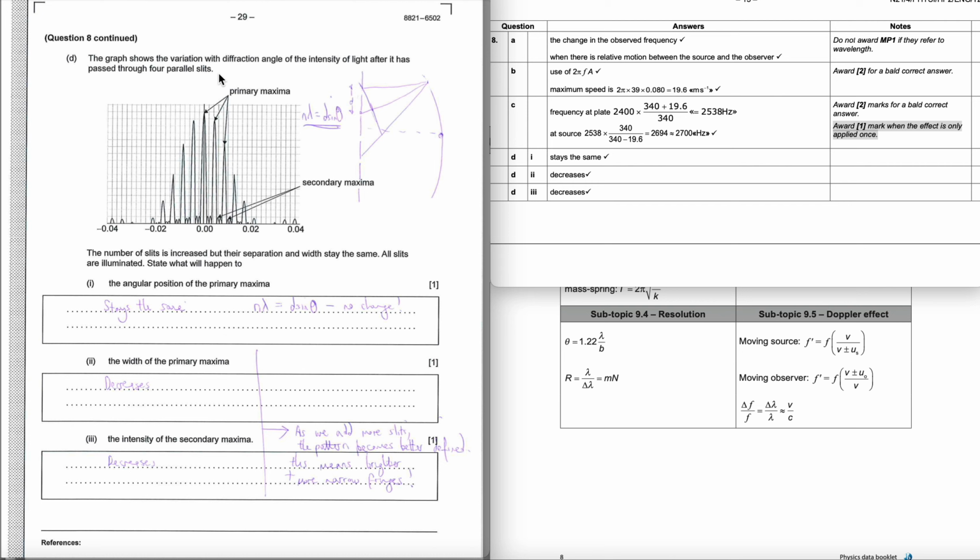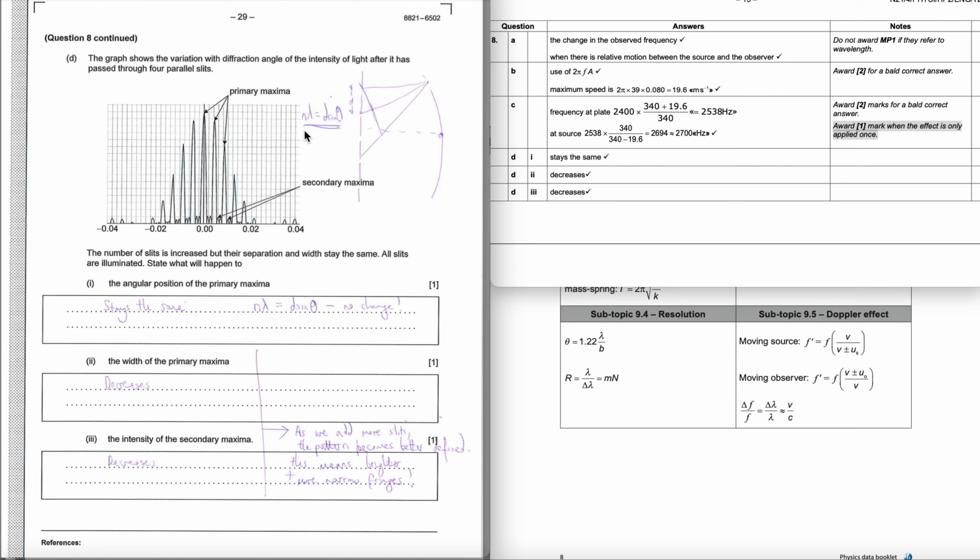Now we're asked firstly about the angular position. My fairly basic and boring drawing is just on the top here. Remember that if we want our constructive interference to happen, we need to have n lambda equal to d sine theta. That's our constructive interference, and in this, n is not the number of slits. That's often something that gets confusing here. N here is the order of the maxima.